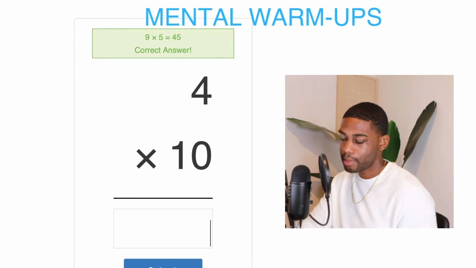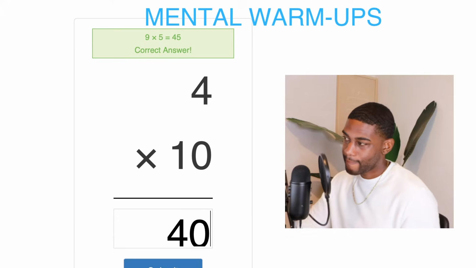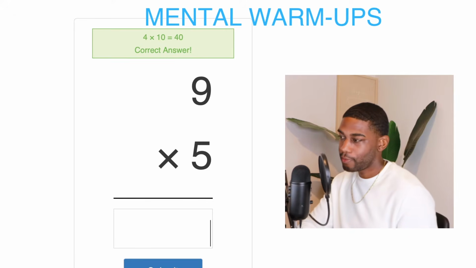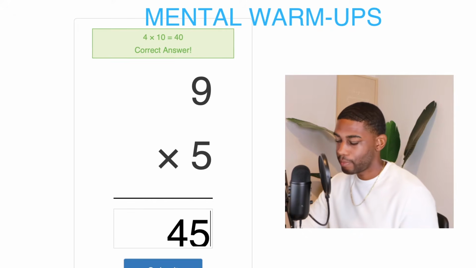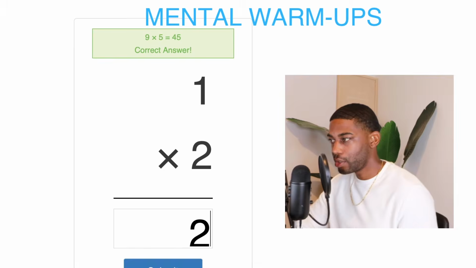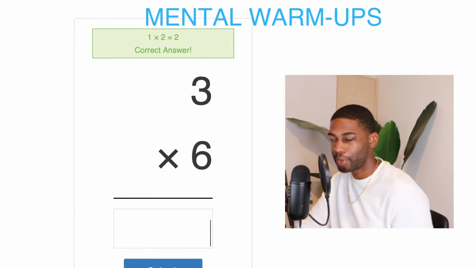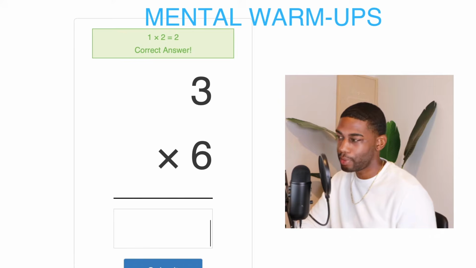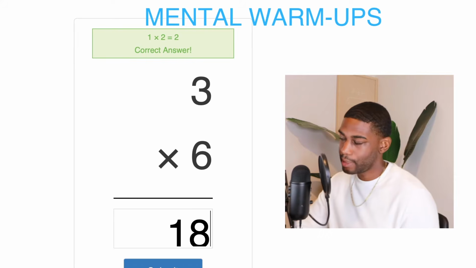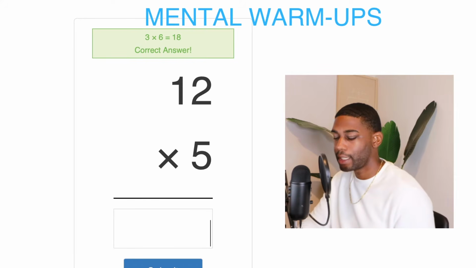4 times 10, 40. Again, 9 times 5, we just did this, 45. 2 times 1, that's 2. 3 times 6, what is 3 times 6, y'all? I think that's another thing that trips people up, their 3 times tables, for whatever reason. 3 times 6, 18. All right, 20 more seconds, and then let's wrap this up.